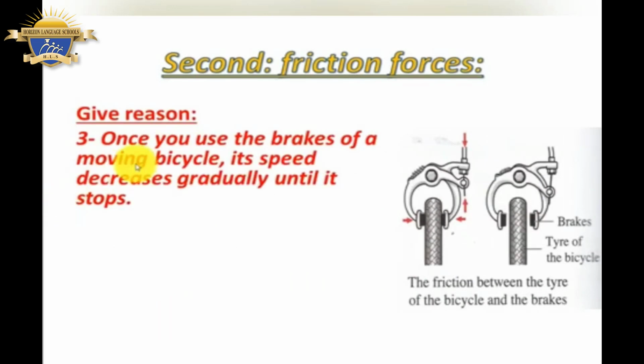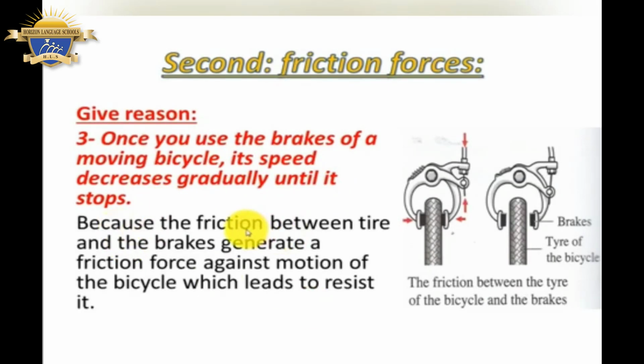Give reason number 3. Once you use the brakes of a moving bicycle, its speed decreases gradually until it stops. Why? Because the friction between the tire and the brakes generates a friction force against the motion, as we say in the definition. There is friction force against the motion of the bicycle, which leads to resisting it. The friction force resists the motion of the bicycle, so the speed decreases gradually until it stops.